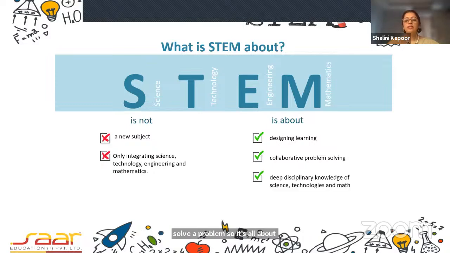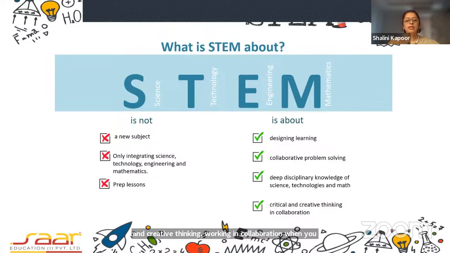STEM requires a deep disciplinary knowledge of science, technologies, and maths and how best to use them. And STEM is about critical and creative thinking, working in collaboration. When you use the STEM books that we prescribe, you do not need to prep lessons because those lessons have been planned very well for you.